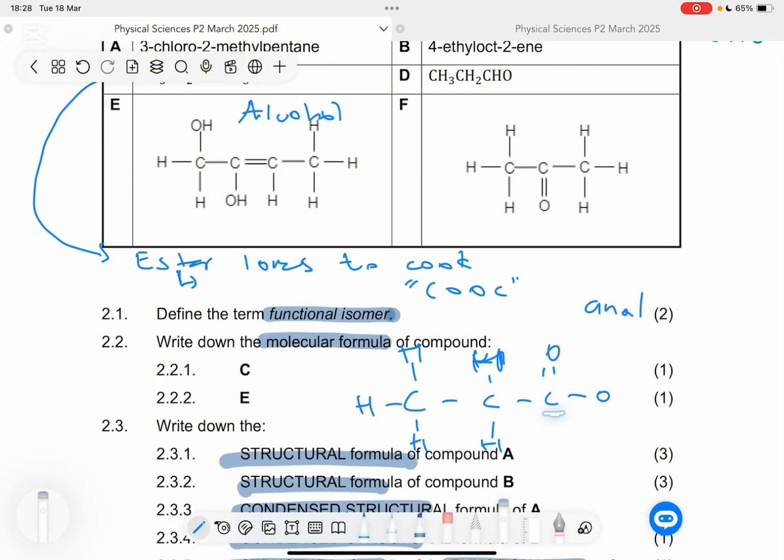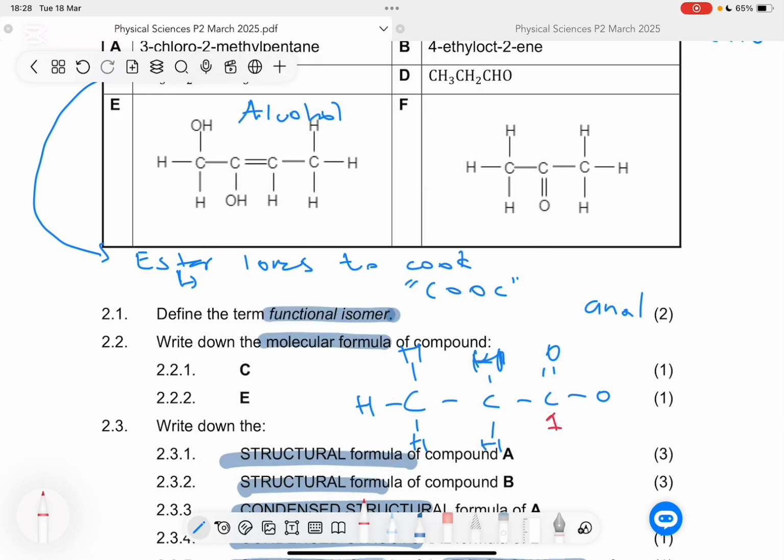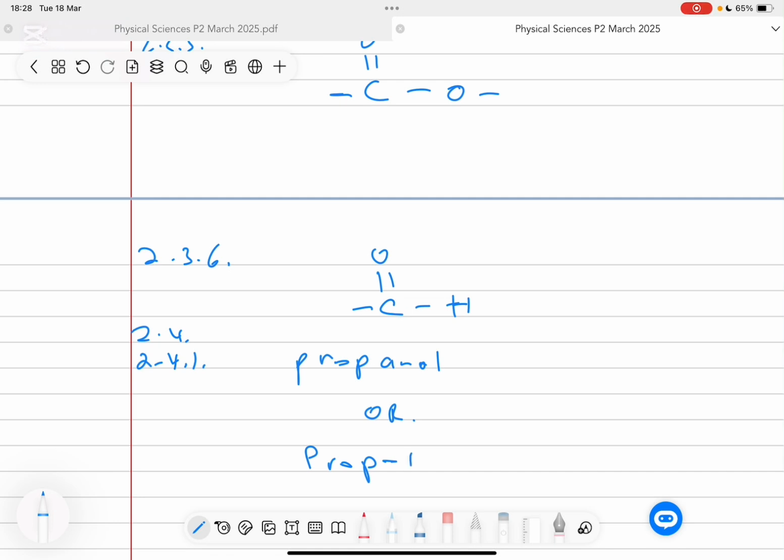So the functional group is this side. That means we're going to count this as carbon 1. Let me use a different pen to count them. So this will be carbon 1, this will be carbon 2, this will be carbon 3. So here we're going to say our functional group is on carbon 1. So I'm going to say here 1-anal, like that. These are exactly the same names.